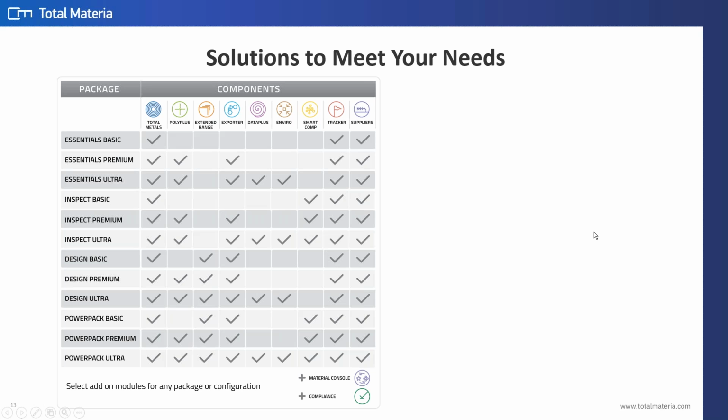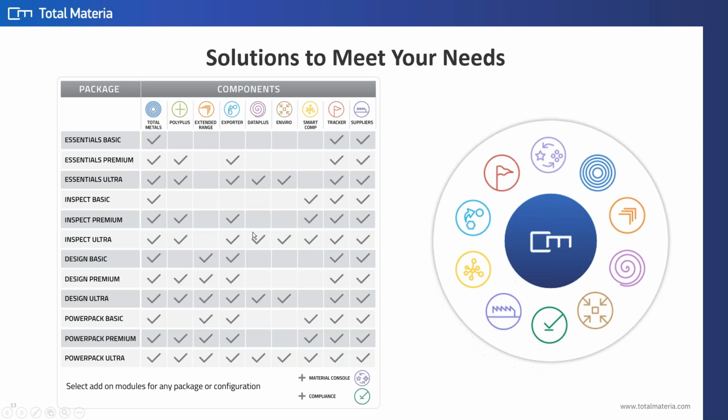All right, so we have packages and licenses that literally meet your needs. So it doesn't mean that if you only need metals, that you need to buy the whole solution. We have packages where you can purchase exactly what your needs are, if you're of course interested in carrying on with our total material solution.